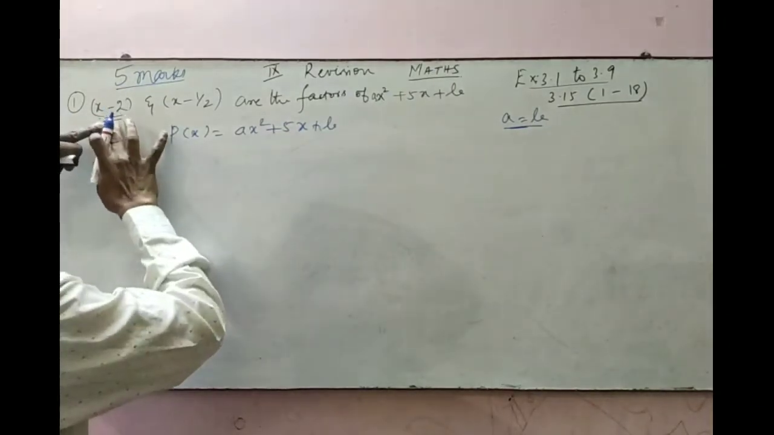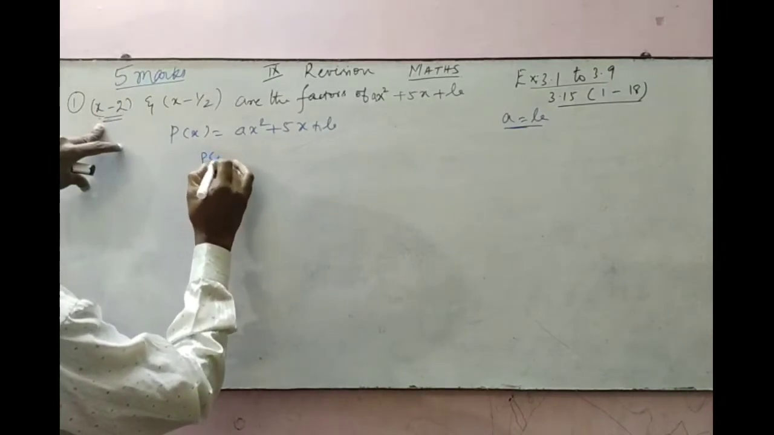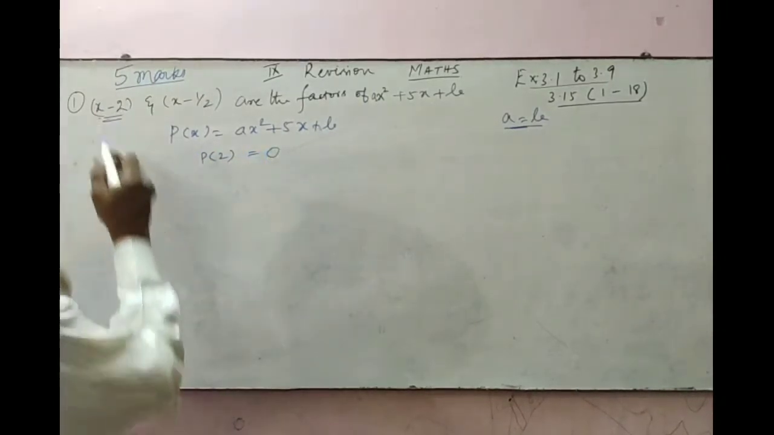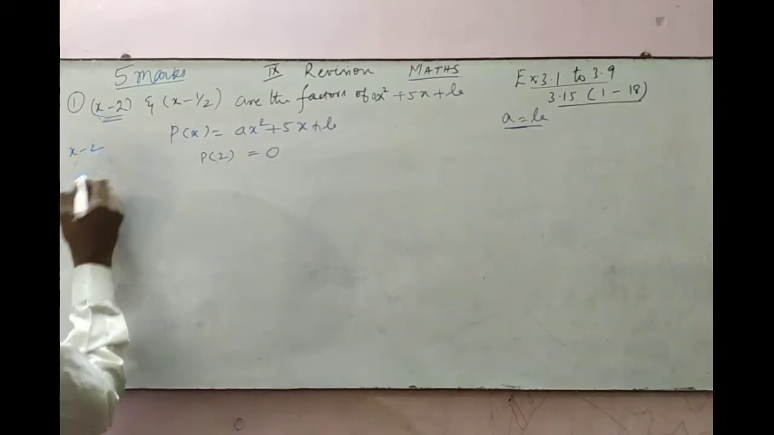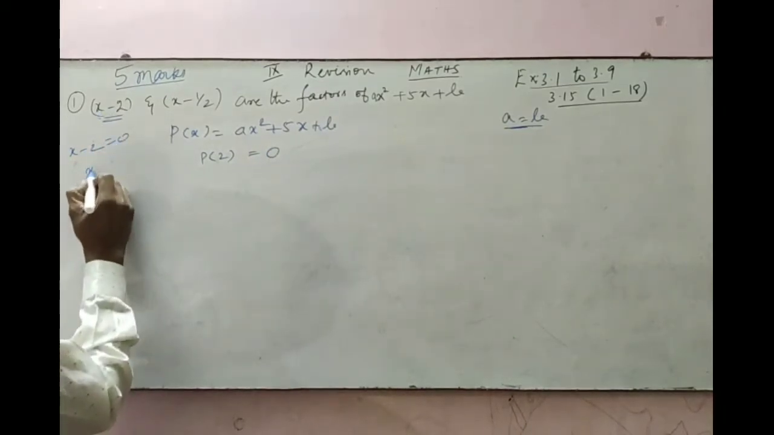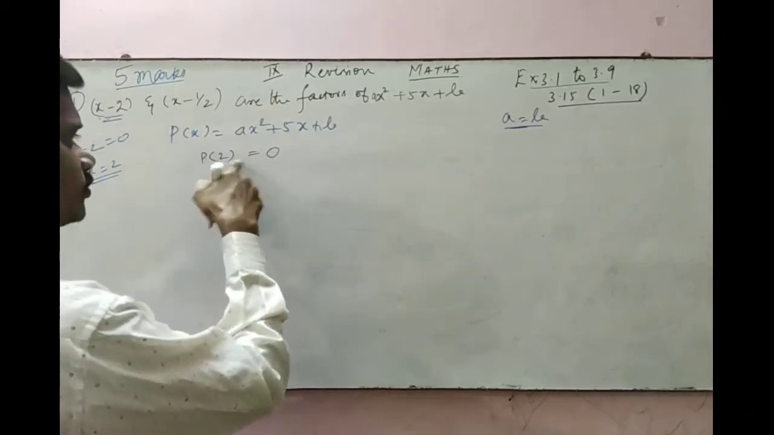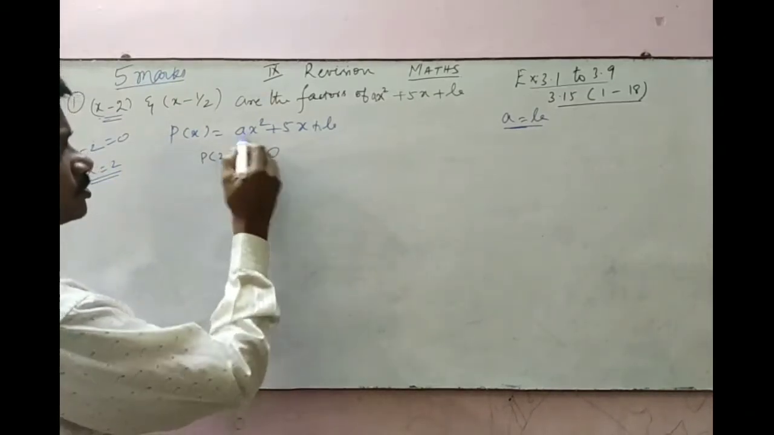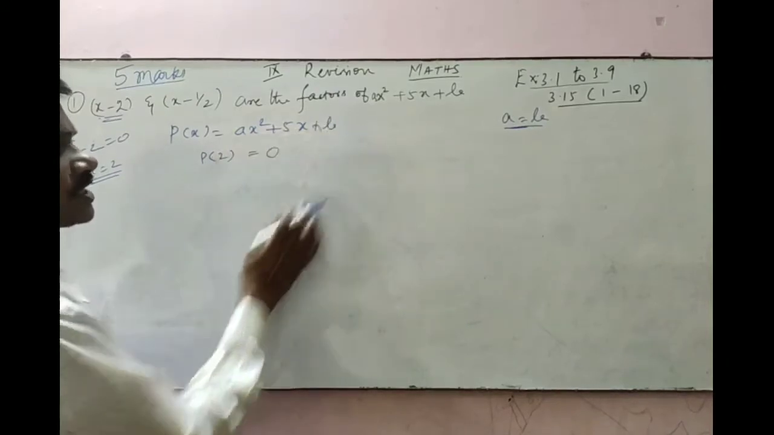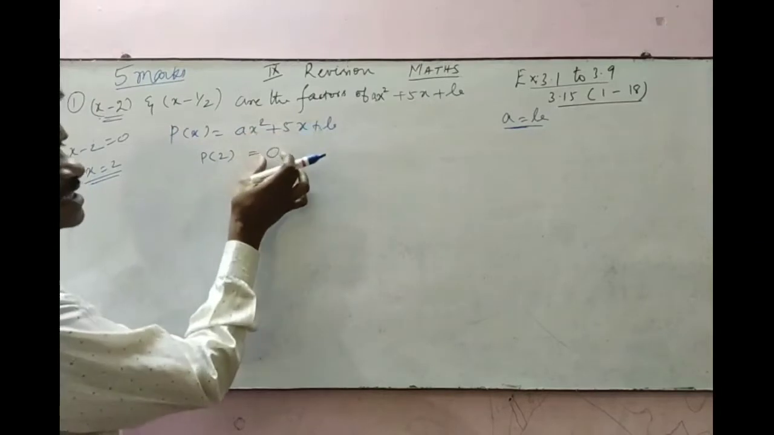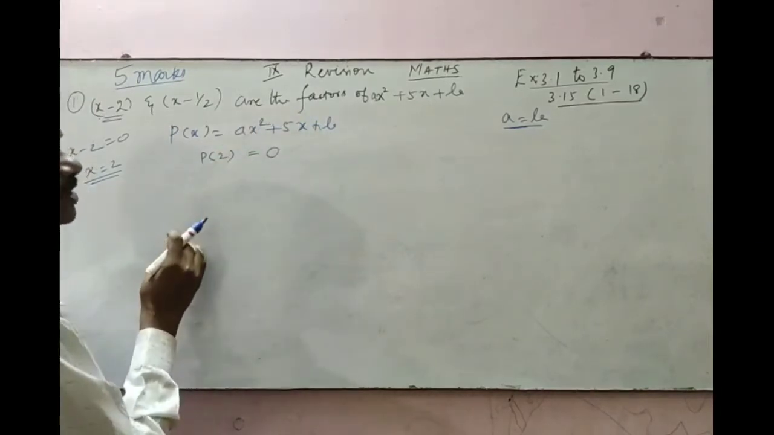If this is a factor, then the remainder theorem says that p of 2 is equal to 0. Since x minus 2 is a factor, we have to equate this to 0, so you will get x is equal to 2. So if you substitute p of 2 equal to 0, first here I am going to substitute x as 2. When you substitute, the answer should come as 0. You will get one equation.